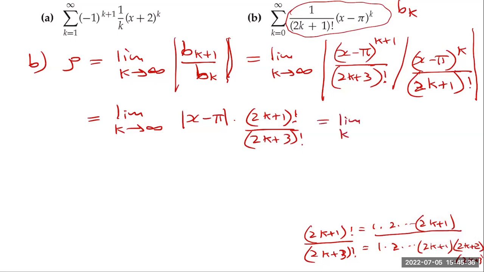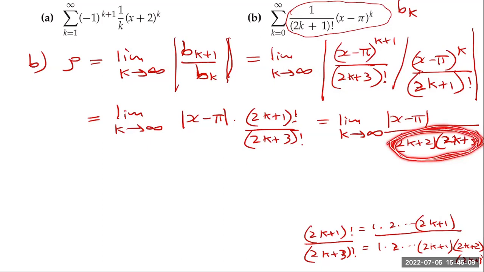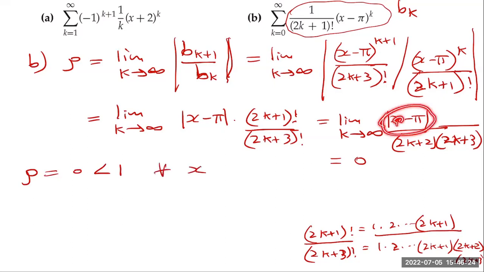So this will be equal to the limit as k approaches infinity of the absolute value of x minus pi divided by (2k plus 2) times (2k plus 3). That's what you have. Of course, I don't have to put the absolute value around this expression because it's positive. All right, what is that limit? Regardless of the value of x, as k approaches infinity, this quantity goes to infinity. That means this whole thing will be 0. No matter what x value you plug in here, this expression is 0. This limit is going to be 0 as k approaches infinity.